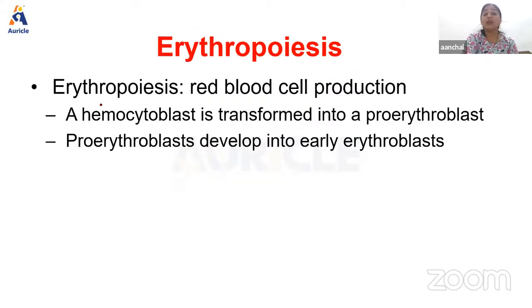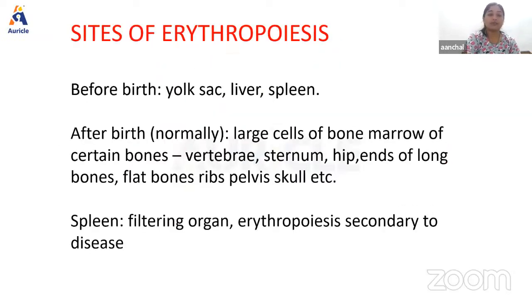Now, erythropoiesis. Erythropoiesis means the formation of red blood cells, or red blood cell production. So, a hemocytoblast is transformed into proerythroblast, and proerythroblasts develop into early erythroblasts, and from early erythroblasts there will be development of normoblasts, then normoblasts to reticulocytes, and finally erythrocytes.